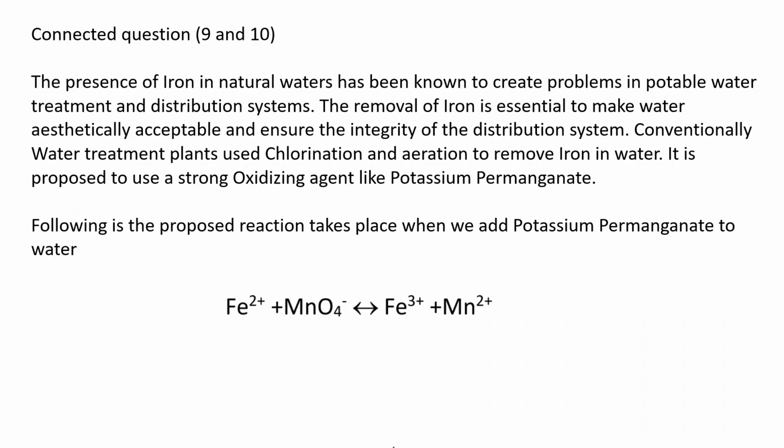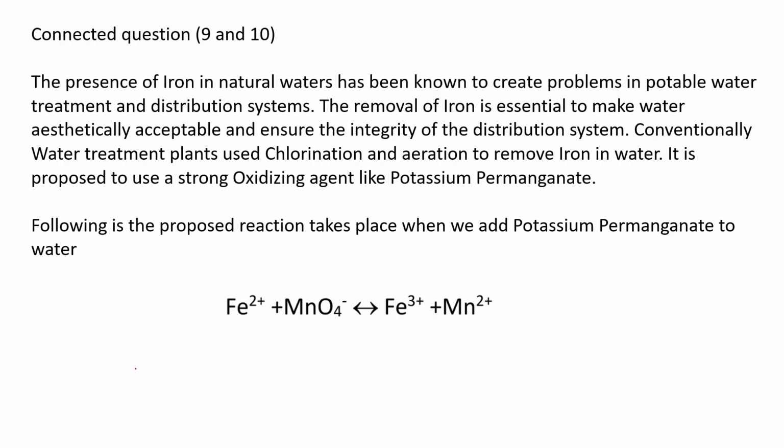Now, the next two questions are also connected. These are the statements for those questions. The presence of iron in natural water has been known to create problems in potable water treatment and distribution systems. The first thing, it will give color, right? It is aesthetically not acceptable when there is color, and it will cause some precipitation also. So we need to ensure the aesthetic aspect, as well as the safety and integrity of the distribution system.